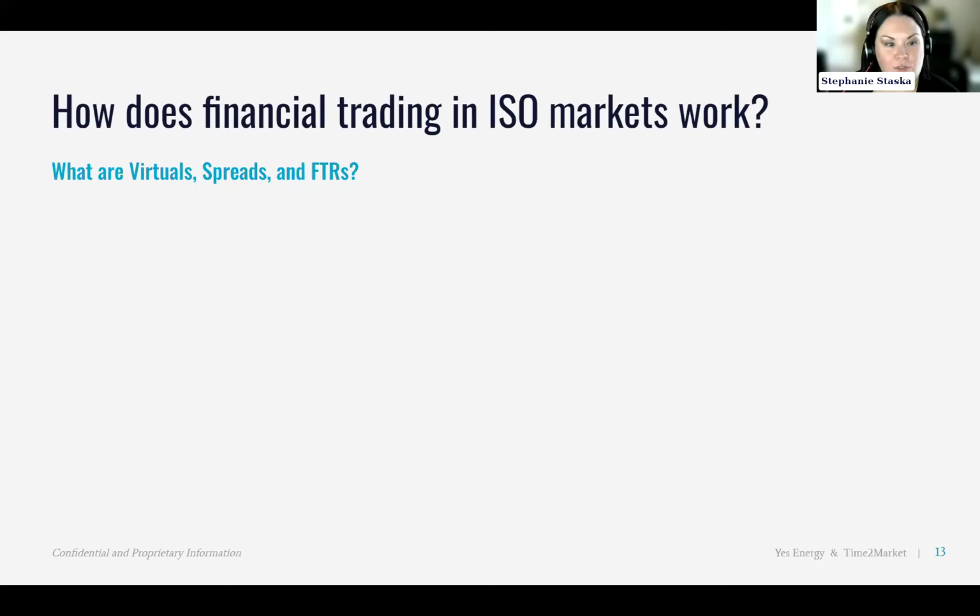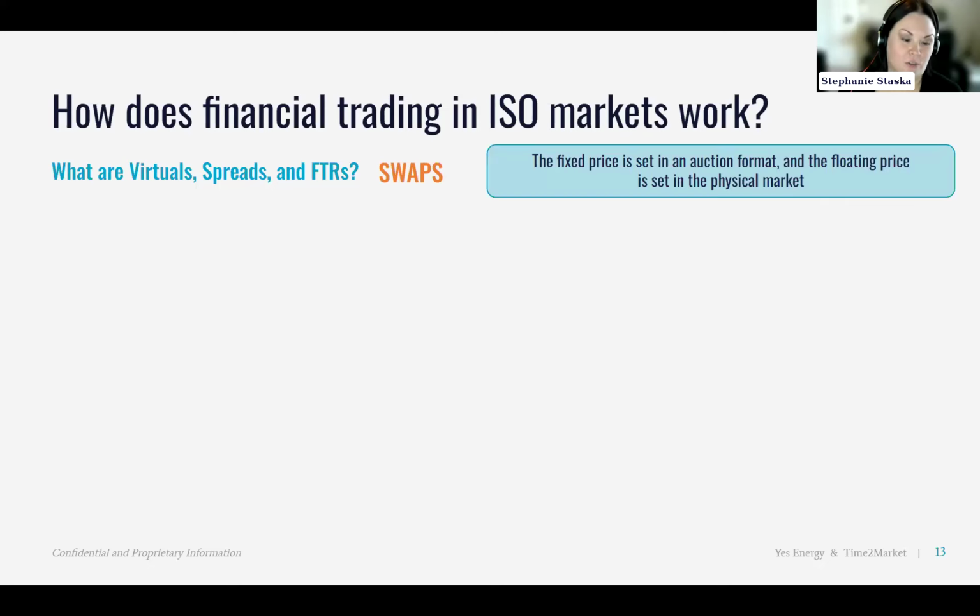Up next, I'll be covering how these actual products work within these ISO markets. So the three products we'll be talking about today are virtuals, spreads, and FTRs. And what exactly are those? They're swaps. So if any of you are familiar with how financial markets work, OTC swaps or futures, these are essentially behaving the same way. So they are a fixed for floating swap.